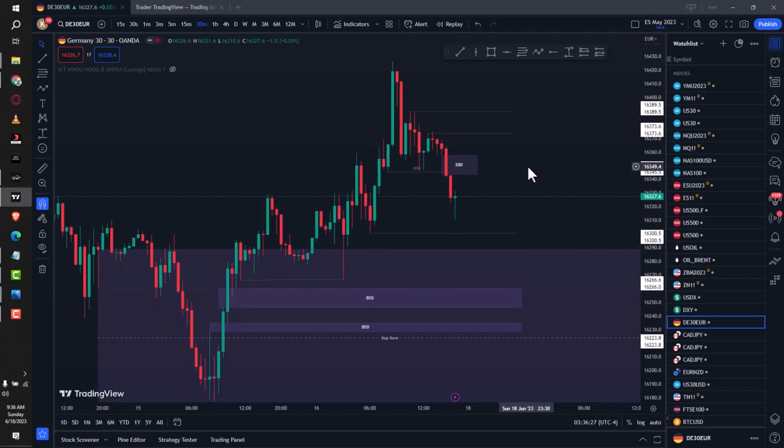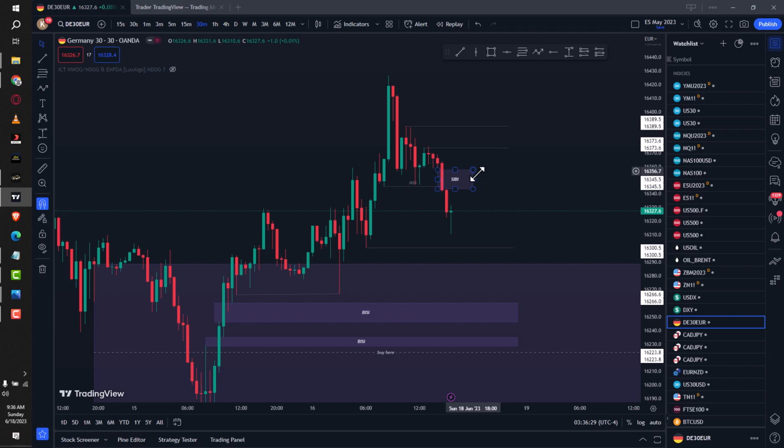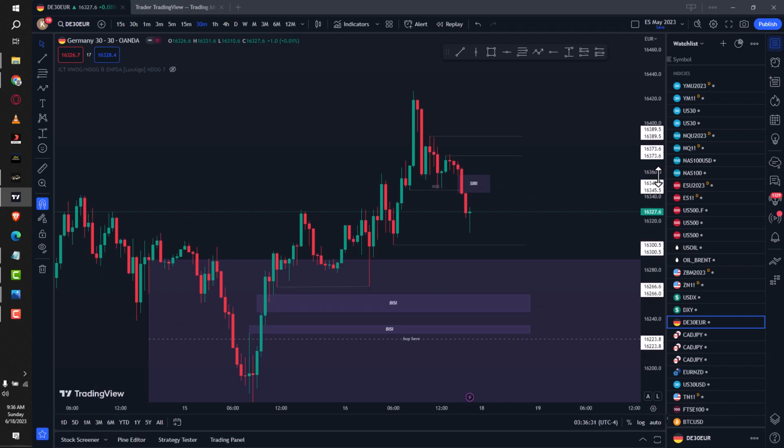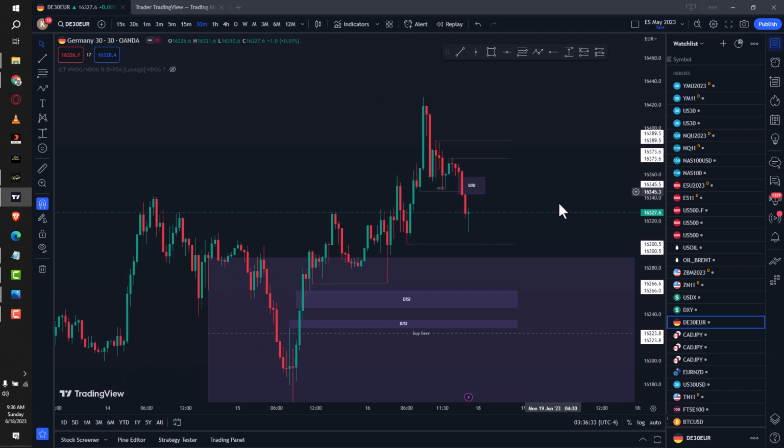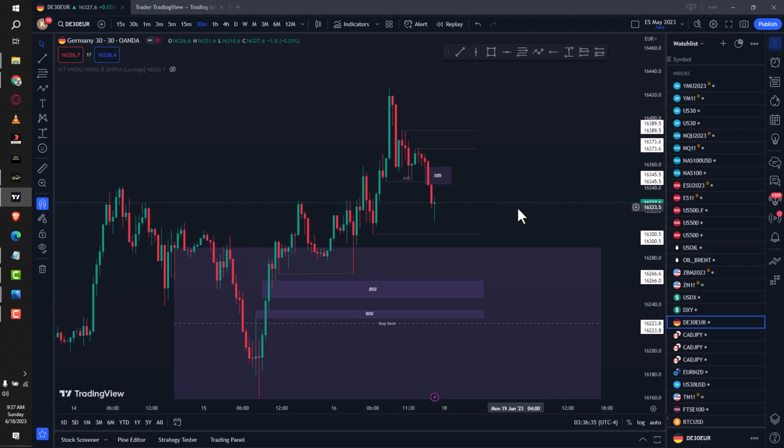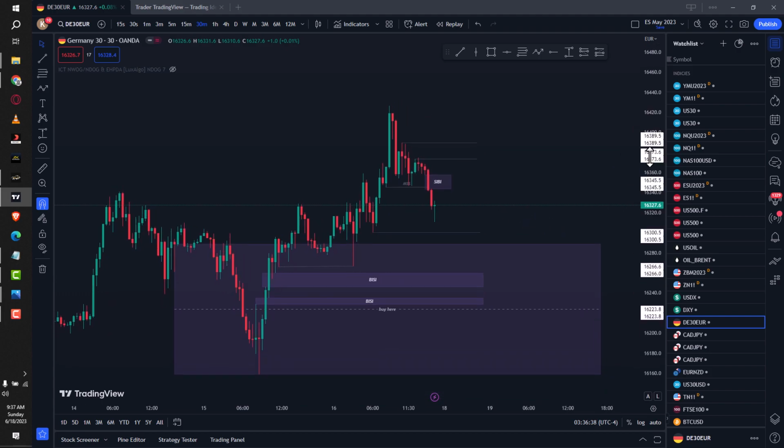So that's the trade idea that I have. I know you did not ask for it. I know you didn't really expect it, but this is what I have planned out for the next coming days of the week.